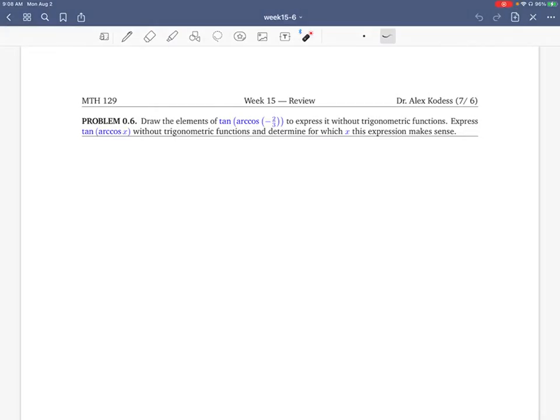In this problem, we need to find tangent of arc cosine of negative 2/3, and then in general, tangent of arc cosine of x, expressing the answer without any trigonometric functions. As is usually the case, the unit circle will be of great help. And actually the problem is asking us to draw the elements of this expression in the unit circle.